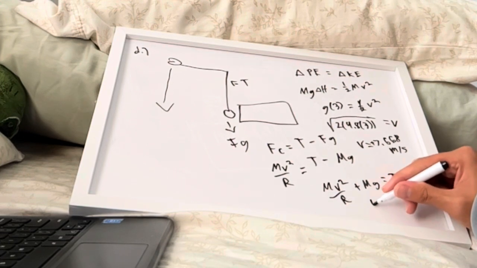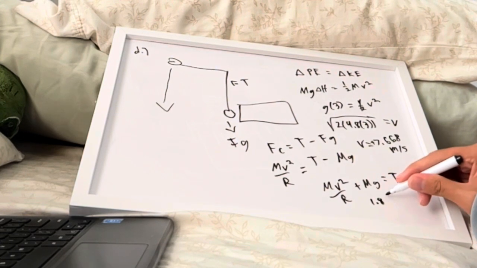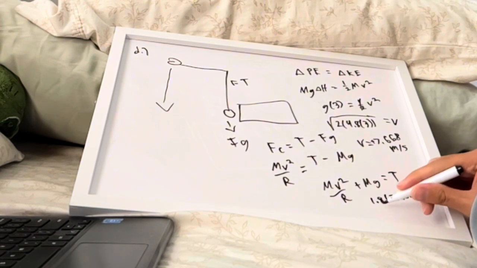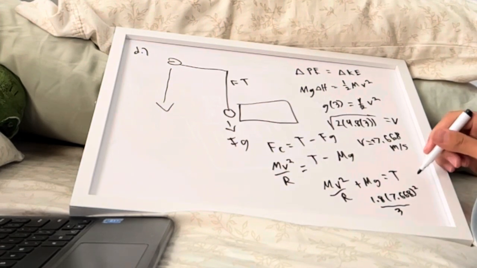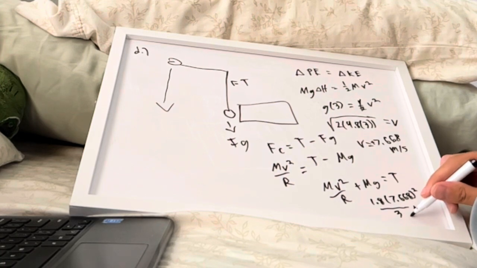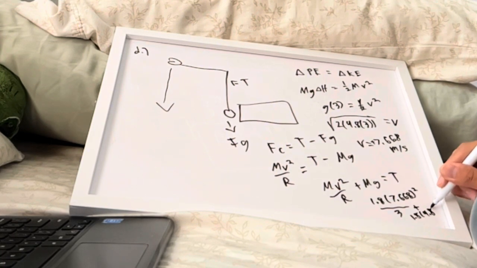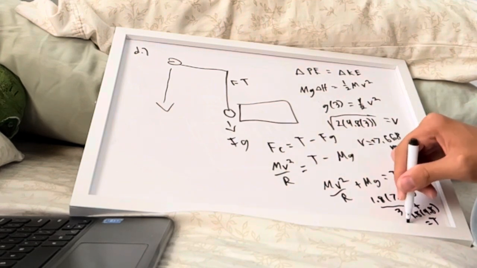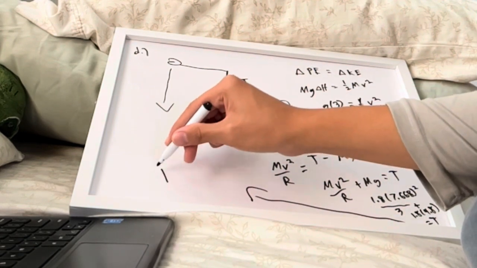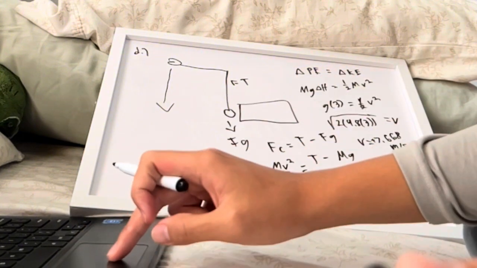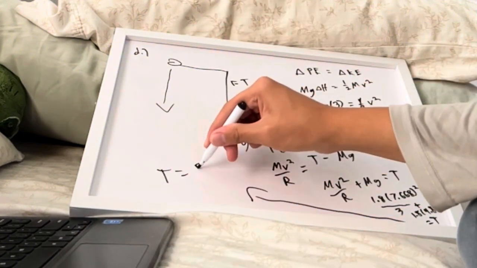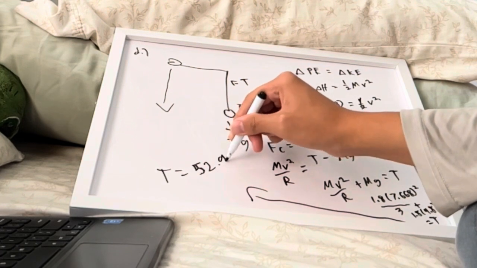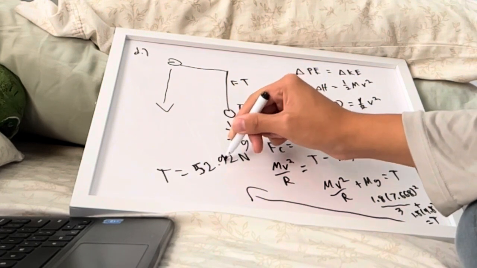So what is m? 1.8 kilograms times 7.668 squared over 3, plus 1.8 times 9.8, and that's going to be equal to t. So that simplifies to where t is equal to 52.92 newtons.